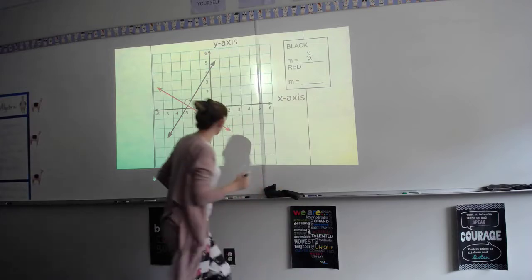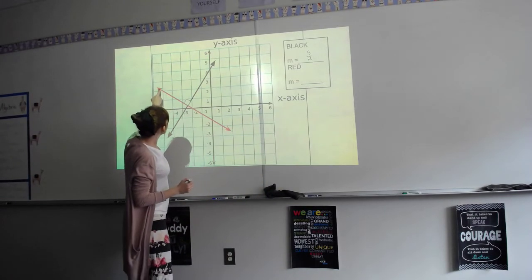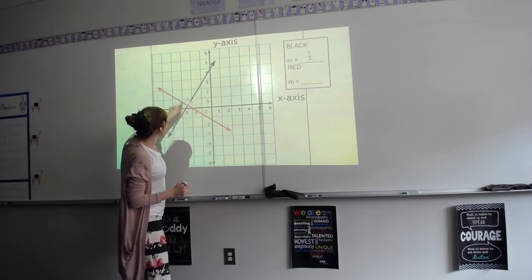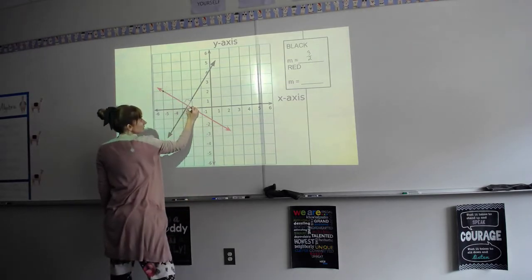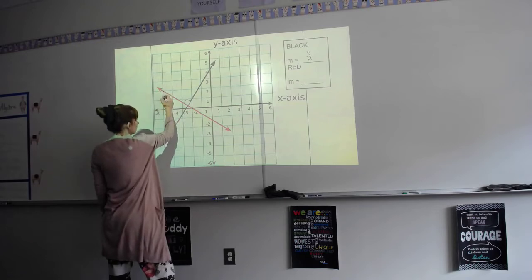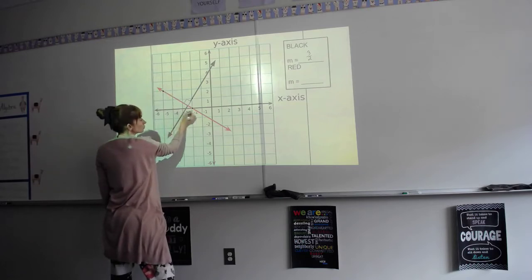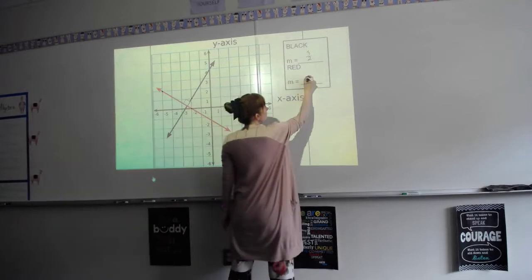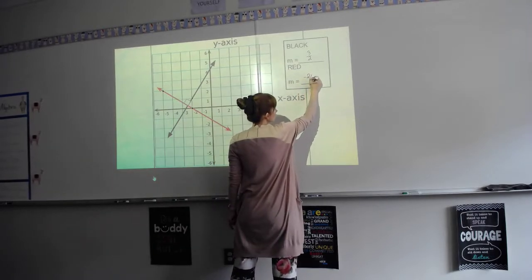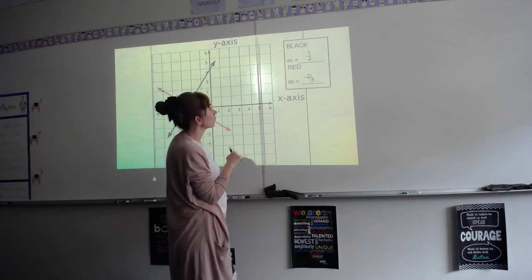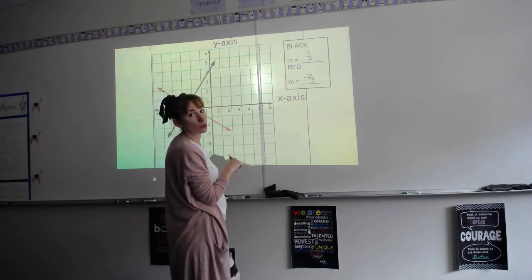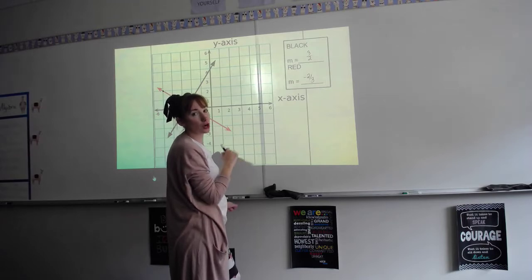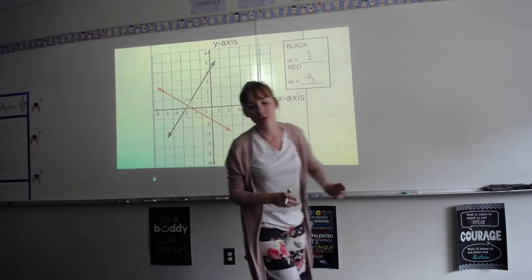And then I look at my red line here, and I see that my line is sloping down, so I know my slope is going to be negative. And I find some points that I for sure know the coordinates, and I count down 1, 2, over 1, 2, 3. So the slope of my red line is negative 2/3. So the slope for my black line is 3 over 2. The slope for my red line is negative 2 over 3. I want you to start to try to think if you can figure out what kind of relationship they have with one another.